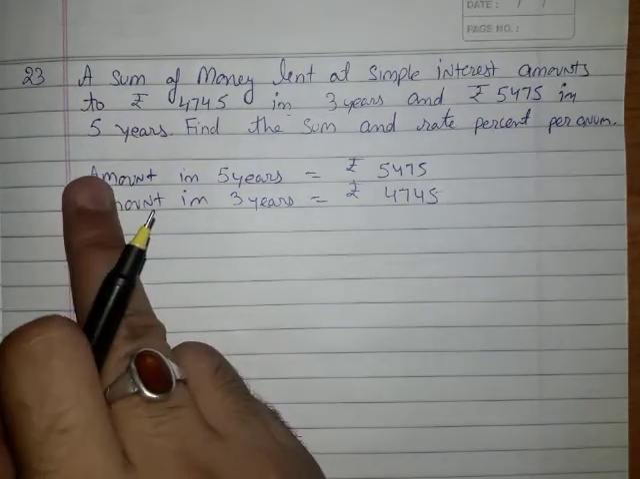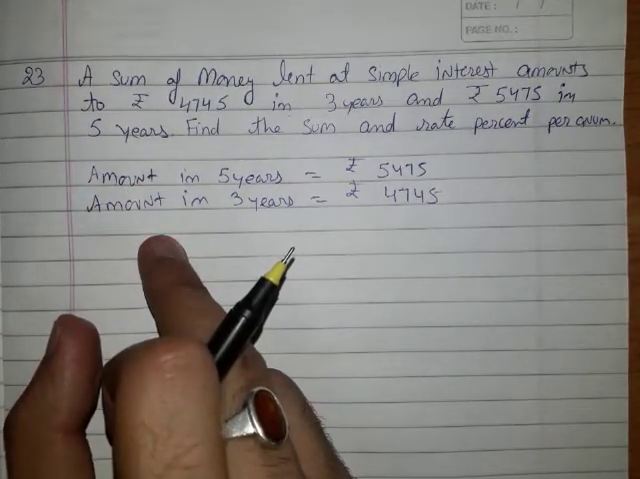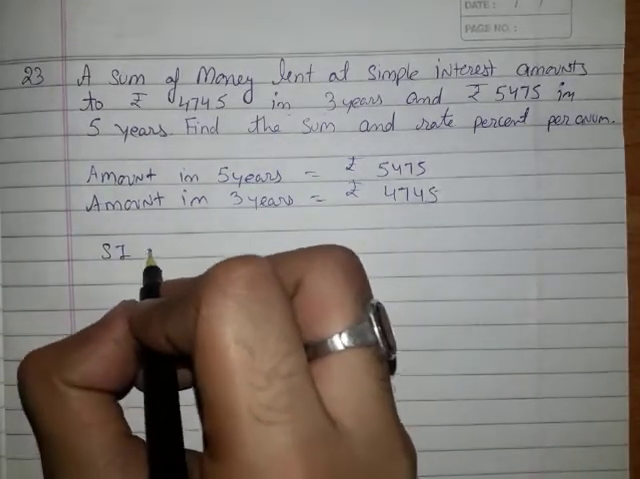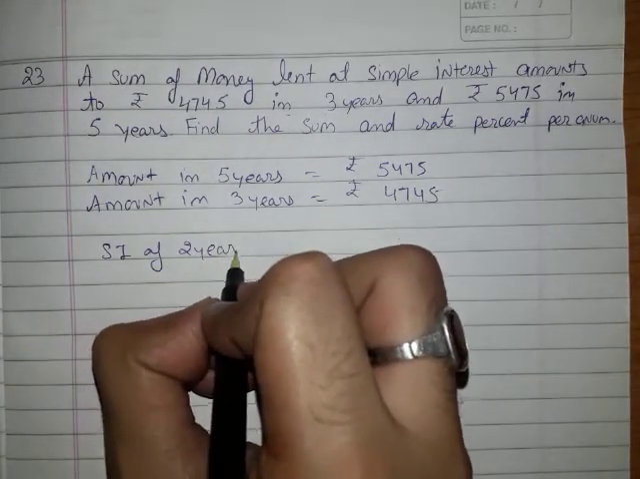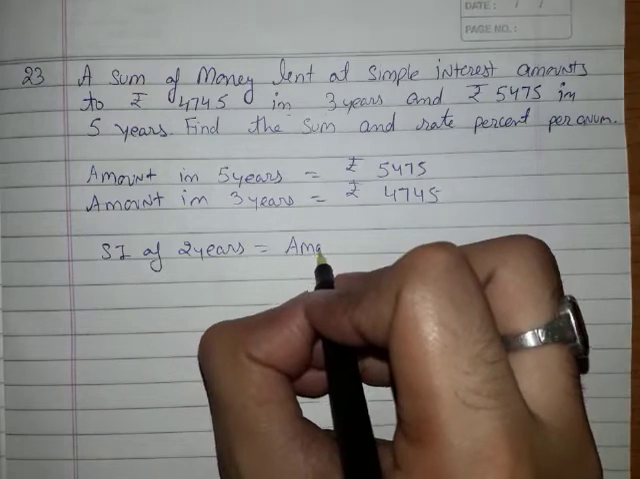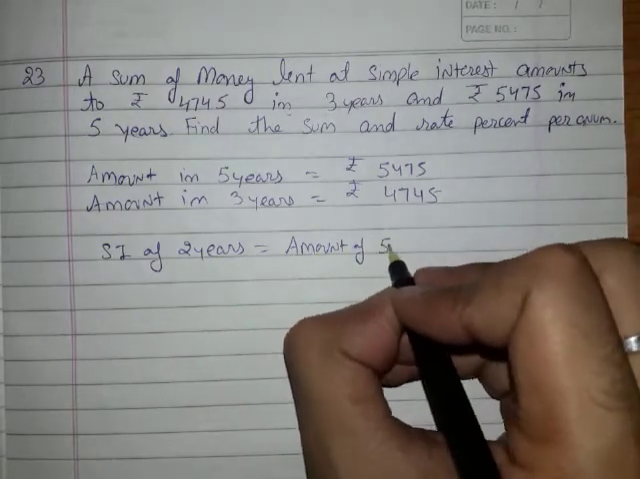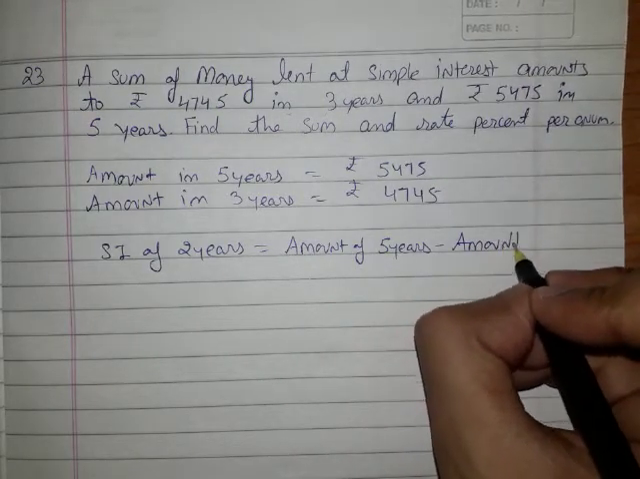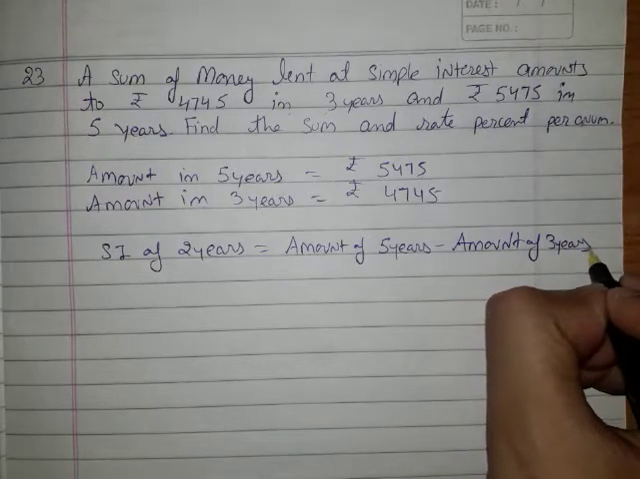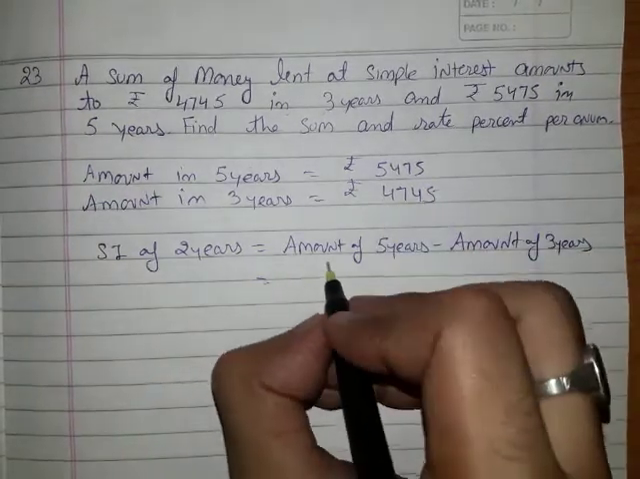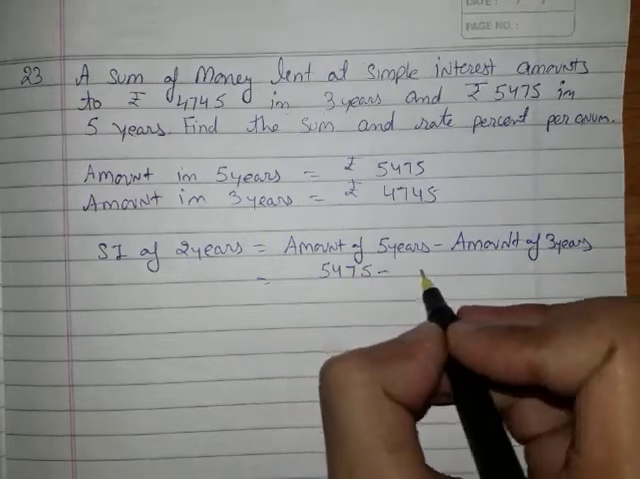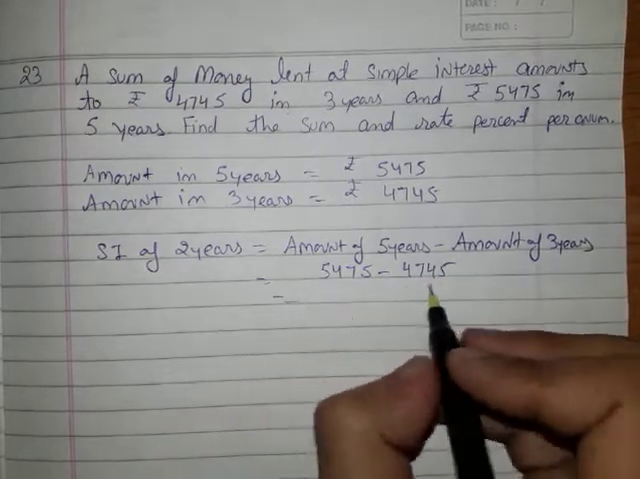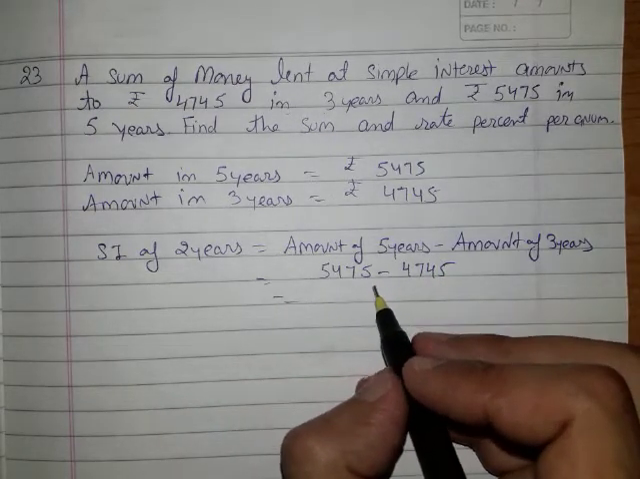So the difference of the amount in 5 years and 3 years will give you the simple interest for 2 years. So simple interest for 2 years is equal to amount of 5 years minus amount of 3 years. So amount of 5 years, 5,475, minus amount in 3 years, 4,745. If you subtract this, it will come 730.